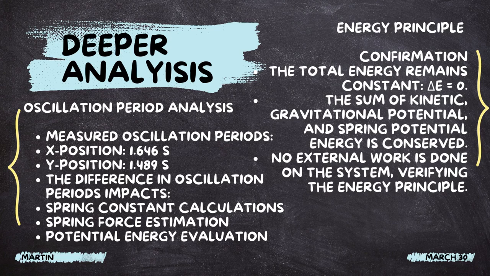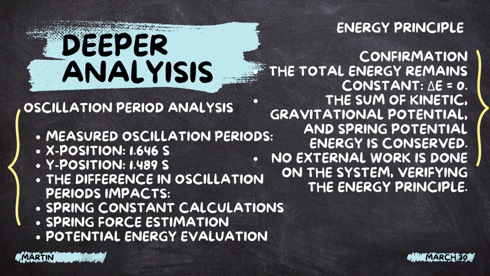The change in total energy remains at zero, as shown by the sum of kinetic, gravitational potential, and spring potential energy changes. No work is done on the system by the surroundings, confirming the energy principle. The average oscillation periods were measured by analyzing X and Y position graphs. The X position oscillation period was 1.646 seconds, and the Y position period was 1.489 seconds. The difference in oscillation periods affects the calculations for the spring constant, spring force, and potential energy.